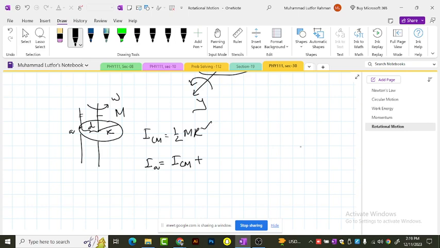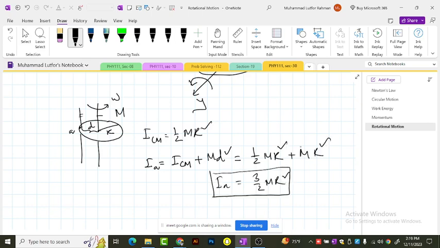Because we are using the parallel axis theorem, these axes are parallel to each other, so it should be the moment of inertia through the center of mass of this object, half mr square, plus m, and d should be basically r over here, right? And in that case it would be simply 3 by 2 mr square. That should be the moment of inertia for this disc about one side. So that's how we'll be able to find the moment of inertia through any point I want, if I just know the moment of inertia through the center of mass.